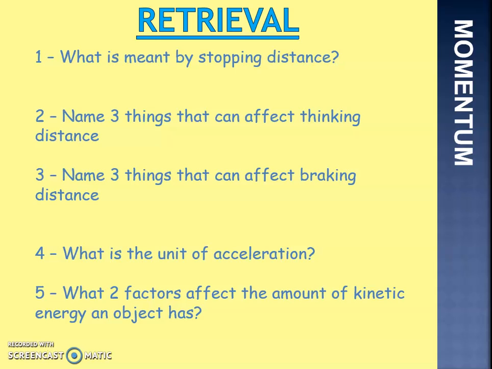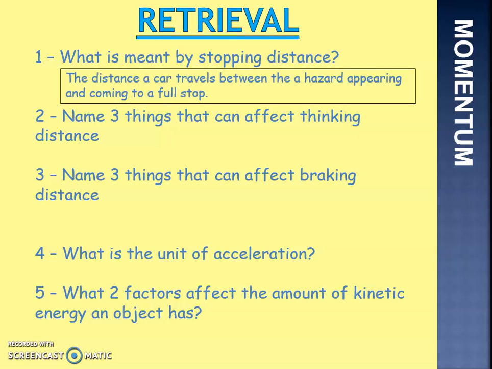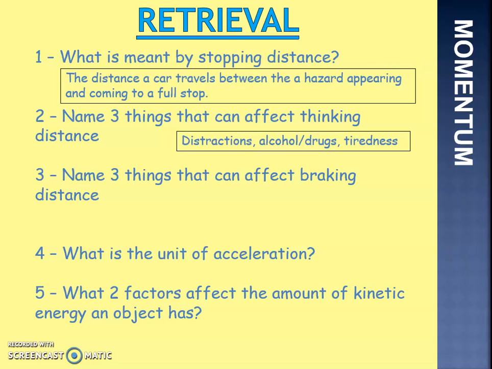Okay, question 1. What's meant by stopping distance? Stopping distance is the distance a car travels between a hazard appearing and the car coming to a full stop. So when the driver sees the hazard, puts his foot on the brake, and then comes to a full stop, that's the stopping distance. What 3 things can affect thinking distance? Distractions in the car, loud music or people talking behind you, the consumption of alcohol or drugs before driving, and being tired before you drive the car.